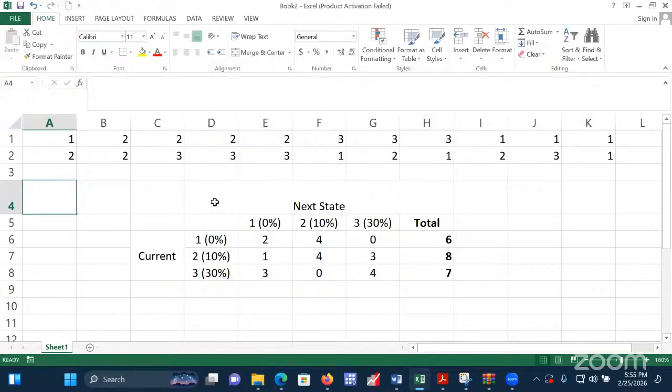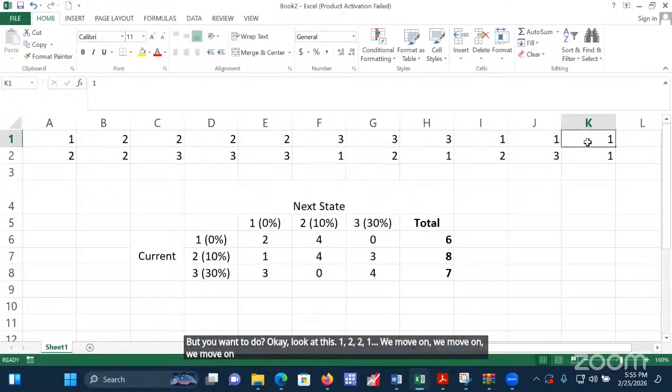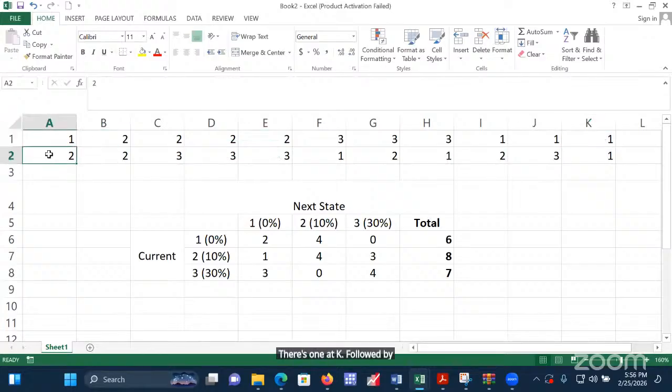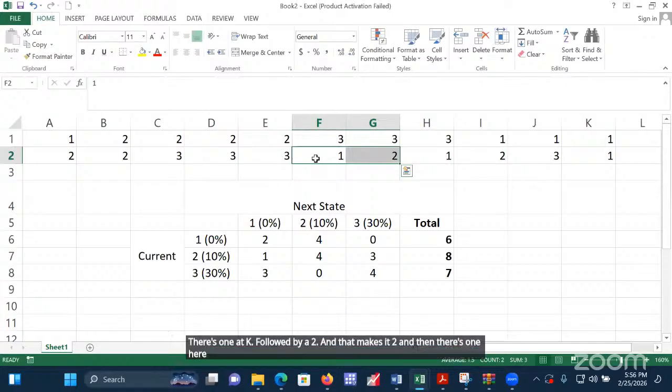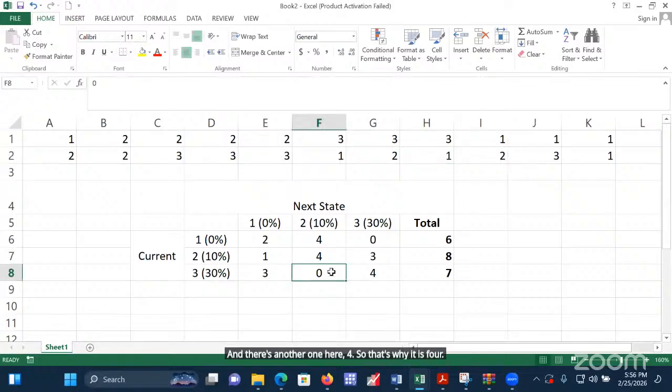Okay, Rachel. Yes, sir. Sorry, sir. Please, can we check 1 to 2 again? Okay, 1 to 2. Let's look at this. 1 to 2: 1. We move on, we move on. But there's 1 here, followed by a 2 here. Can you see it? There's 1 at K, followed by a 2. That makes it 2. And then there's 1 here, 3. And there's another 1 here, 4. So that's why it is 4. All right. Thanks, sir.